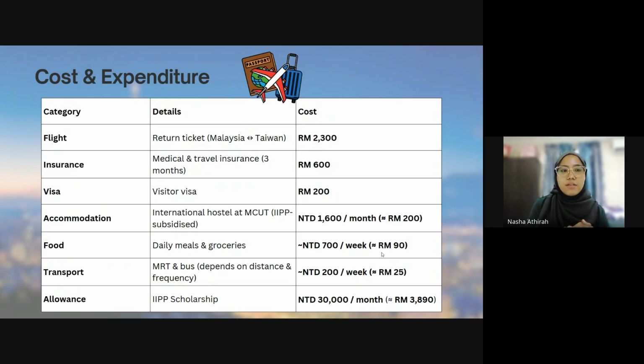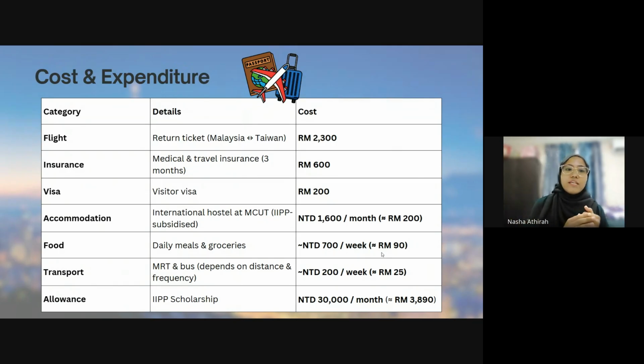In terms of allowance, I received the IIPP scholarship from the Taiwan government. They provide me and Farah 30,000 NTD per month, which is roughly RM 3,890 per month. From my experience, this allowance was more than enough to cover daily living expenses like food, transport, and other personal needs.